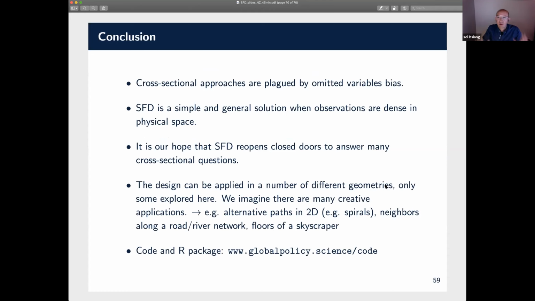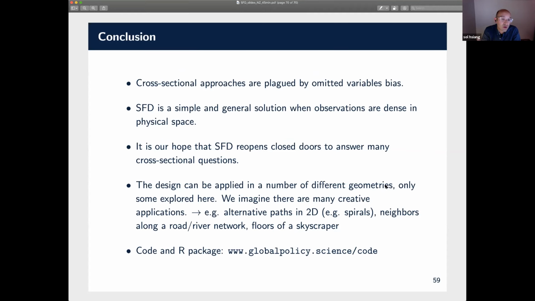To wrap up, cross-sectional regression approaches have been plagued by omitted variables for a long time. We all know that. We think that spatial first differences is a very simple, very generalizable solution for contexts in which observations are densely packed in space. And we hope that this allows researchers to go back to a large number of questions, like the effect of soil quality, that were largely considered off limits since the identification revolution started.